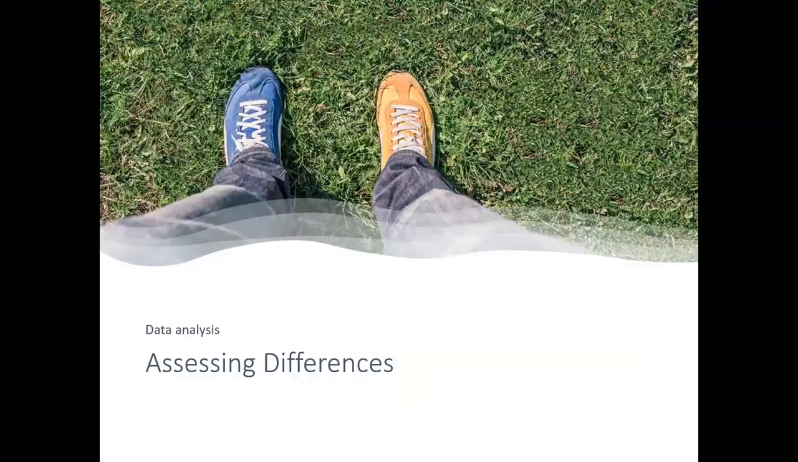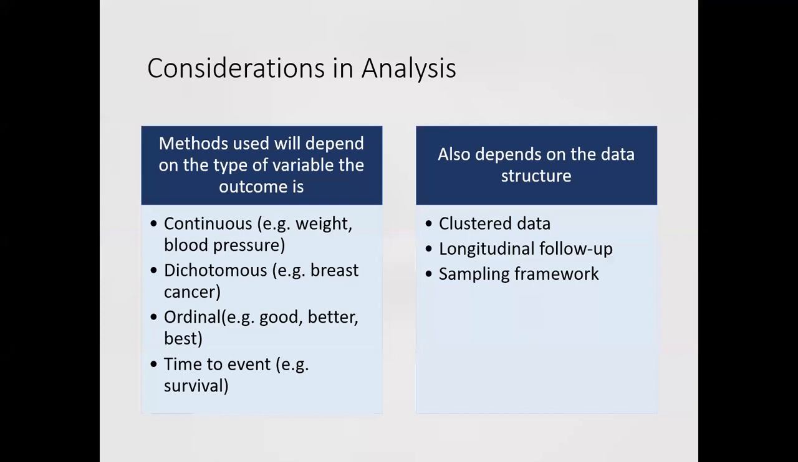All right, so our final topic is assessing differences, or data analysis. When we think about doing data analysis, the methods that we use usually depend on the type of variable the outcome is and the type of variable we're looking at. If we have continuous variables like weight or blood pressure, we'll use one analysis. If we have dichotomous outcomes like breast cancer, maybe an ordinal outcome like a pain scale, so good, better, best, or a time to event like survival analysis or time to disease development, we have to take those into account.